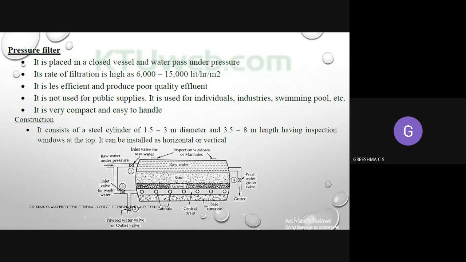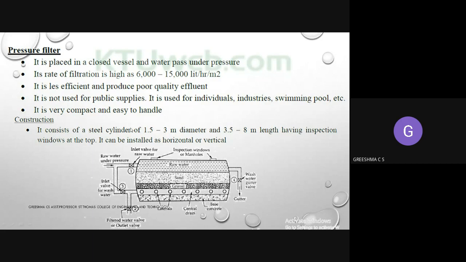So we have studied two types of filters in this module: one is the slow sand filter, another is the rapid sand filter. The next filter is the pressure filter. Pressure filter basically means there will be a closed vessel and water will be passing through it under pressure. So here the rate of filtration will be very high. A high amount of water can be filtered in this pressure filter, but the efficiency is very less. Because the efficiency is very less, we cannot suggest it for public supplies. It can be used only for some swimming pool cleaning, or industries, or individuals.